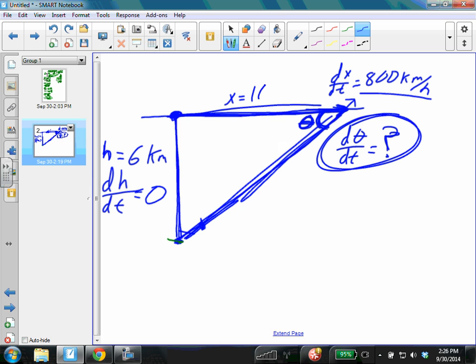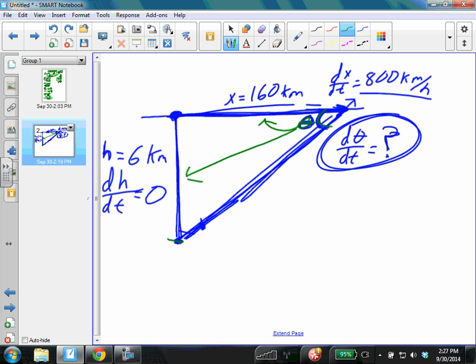So x is 160. That's how far it's traveled, 60 kilometers. Okay, so now we want to find theta. If we're looking for this angle theta right here, this is what we know. We know the opposite side, and we know the adjacent side. So what does that mean we're going to use?